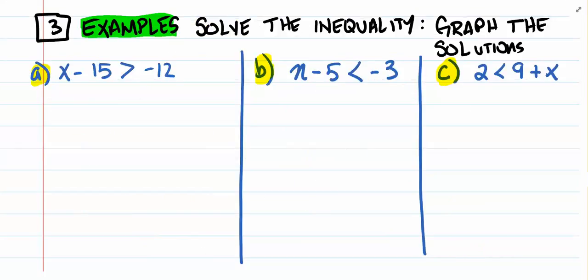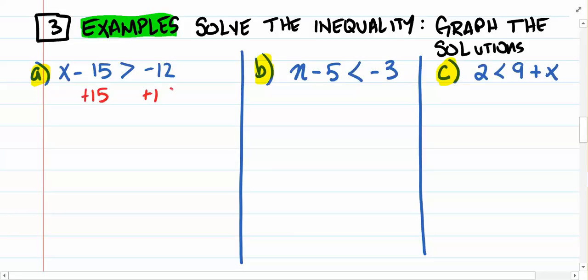Box number 3 has 3 examples for you. The directions say to solve the inequality and graph the solutions. So here we go. If I have that x minus 15 is greater than negative 12, then I can add 15 to both sides and not change the direction of the inequality. So it must be true that x is greater than a positive 3. And now I have an isolated inequality saying that x is greater than 3.